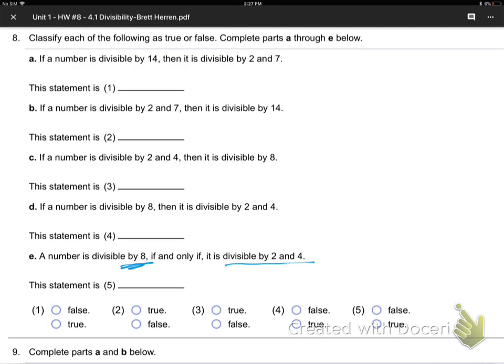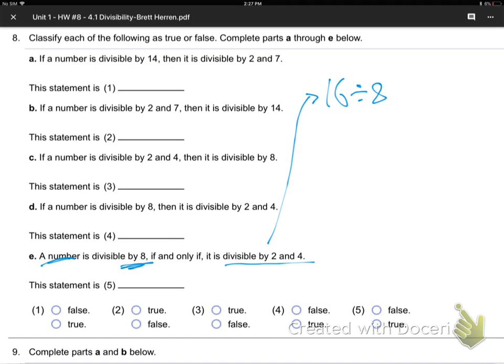Any thoughts? I would just start off with examples. If this is on a test or homework, whatever, just start to say, okay, if a number is divisible, let's think of a number that's divisible by 8. How about 16? That can be divided by 8 evenly.